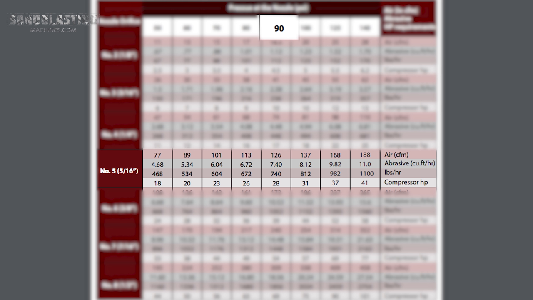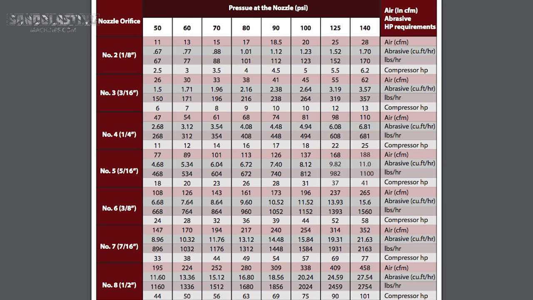Sweet spot. You're right in the middle of the chart. You're going to see the number 126. If you look all the way over to the very right column, that is your air requirement in CFM, cubic feet a minute. So a number 5 nozzle blasting at 90 PSI will require 126 CFM of air. And your range for that nozzle will be down to 77 cubic feet per minute, all the way up to 188. So it leaves you a lot of flexibility depending on what type of PSI you want to blast.